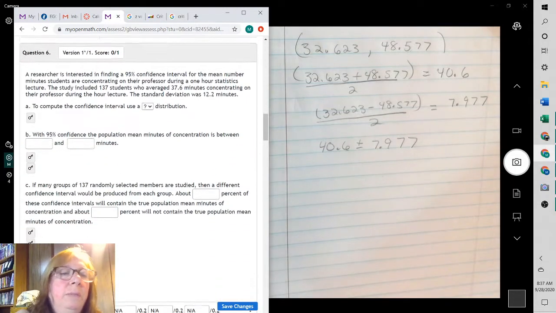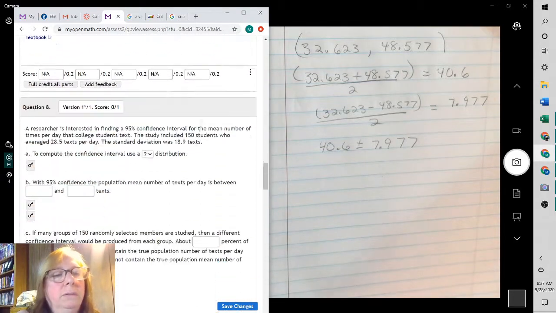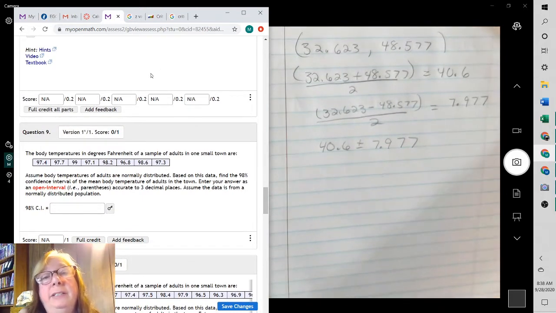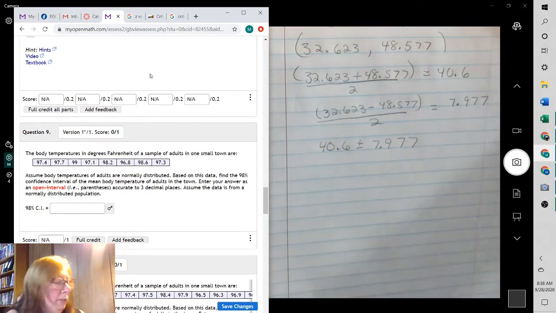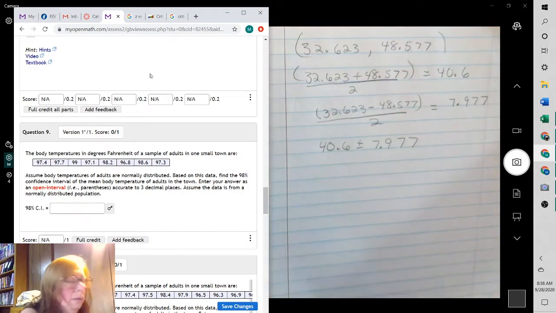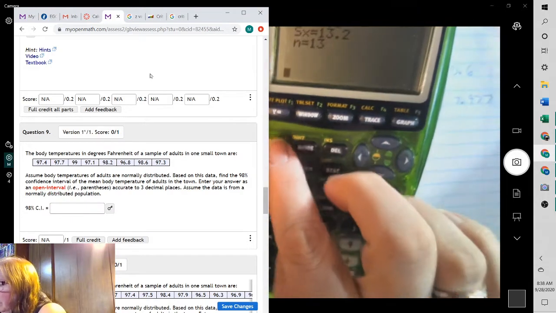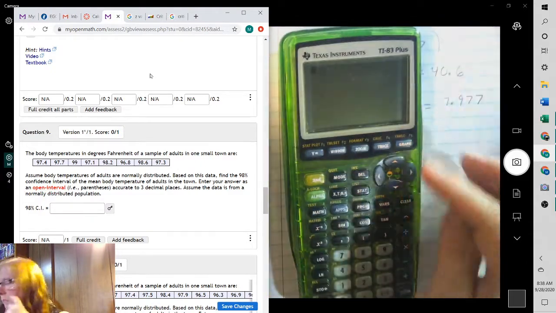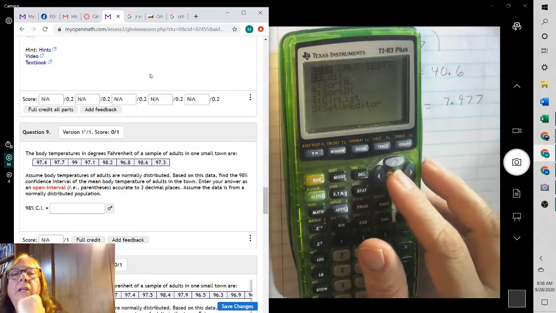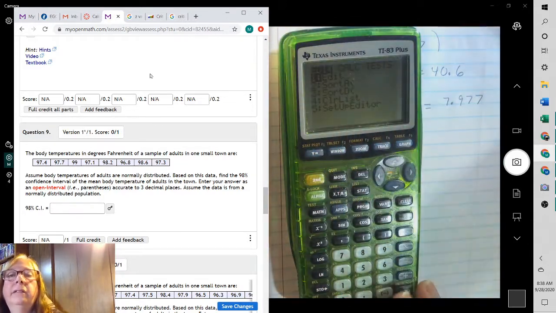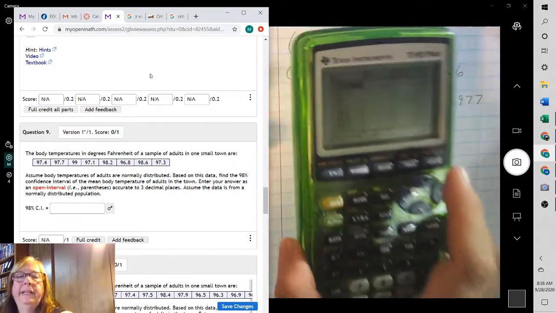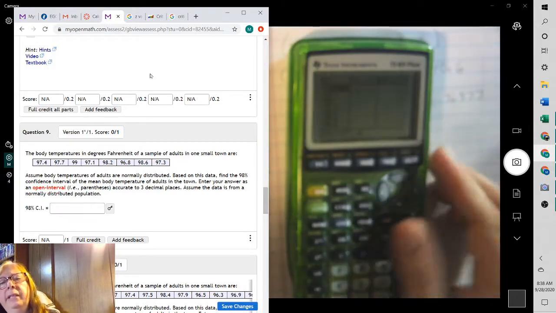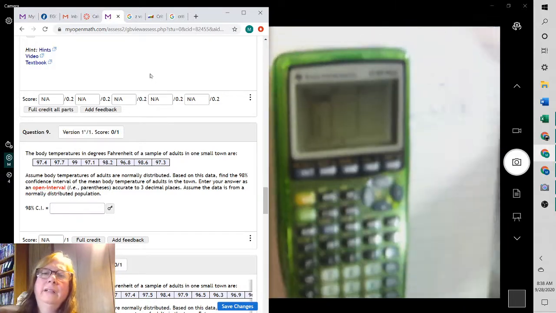Now, a few of these down below are asking, here they're giving you the data rather than the statistics. And so then what we need to do here, you go into Stat and Edit, because we need to add the data. Now I already added it. It goes right in here.